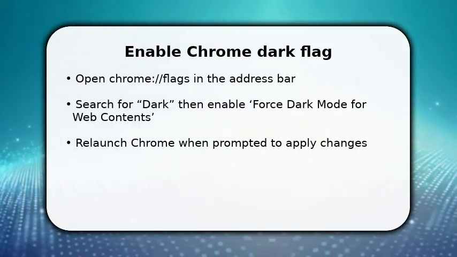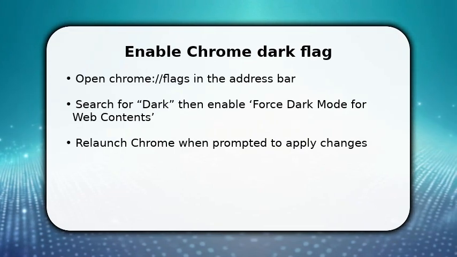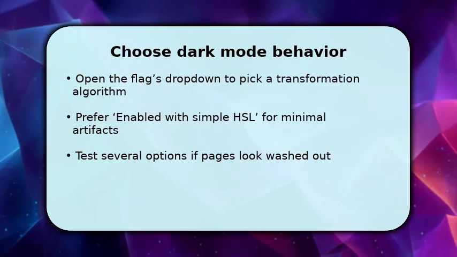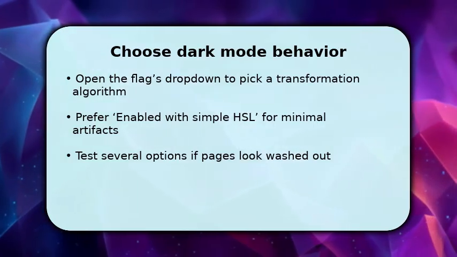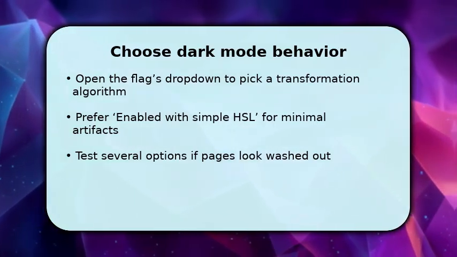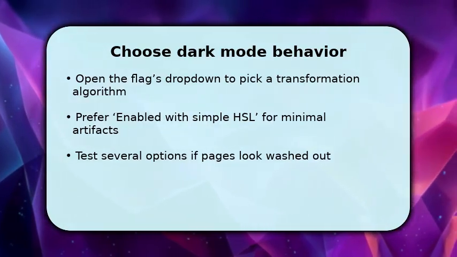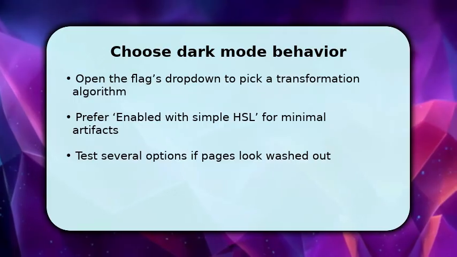Once Chrome restarts, go back to Chrome, //flags and open the Force Dark mode drop-down to choose how dark is applied. You should pick a transformation algorithm. Options vary by aggressiveness and color fidelity. For most sites, choose a simple HSL or moderate option to avoid crushed contrast.